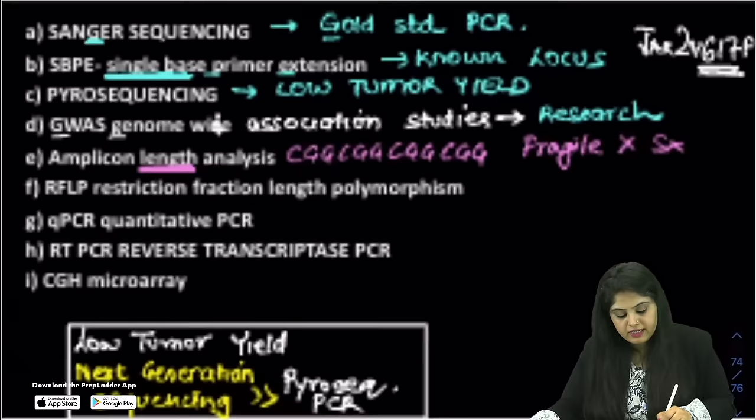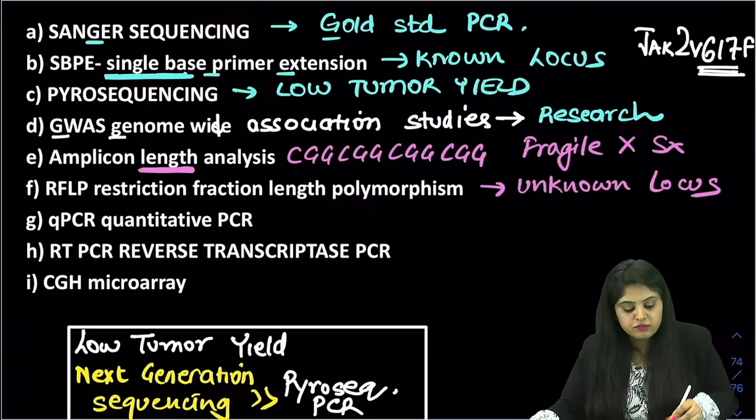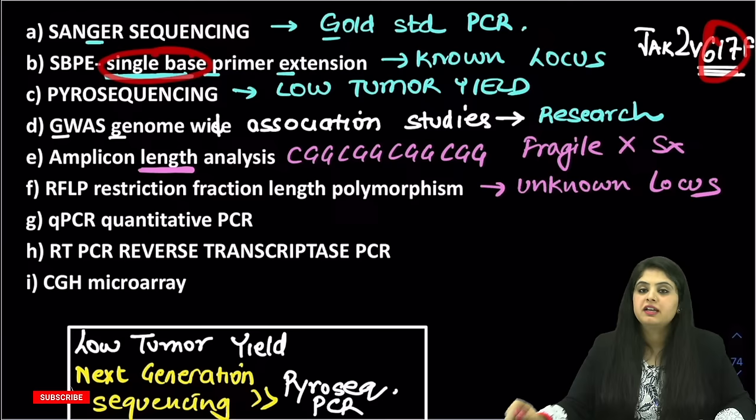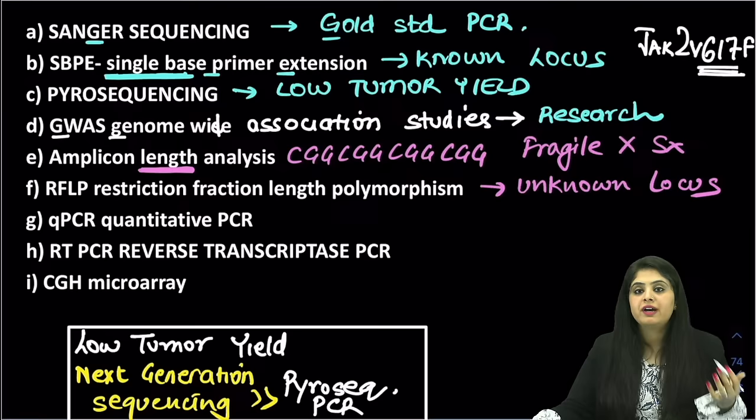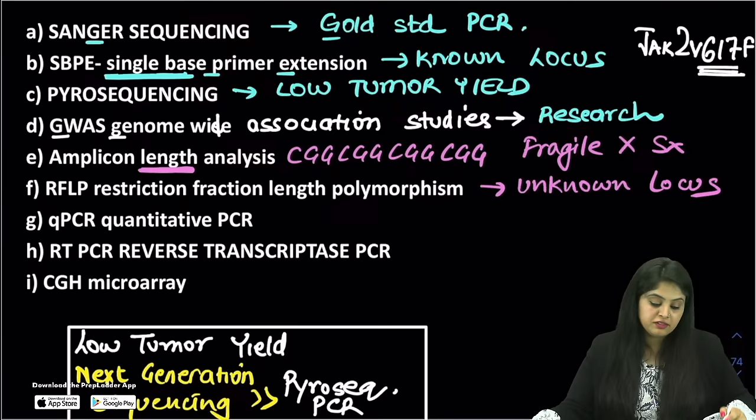Coming back, when will you do RFLP? When you don't know anything, unknown locus. So simple, when you know exactly where to target, I will do single base extension, I know what to target. When I have no idea on this planet, the patient has breast cancer, I don't know why she has breast cancer. There could be 1,000 reasons for her having breast cancer. I go ahead with RFLP.